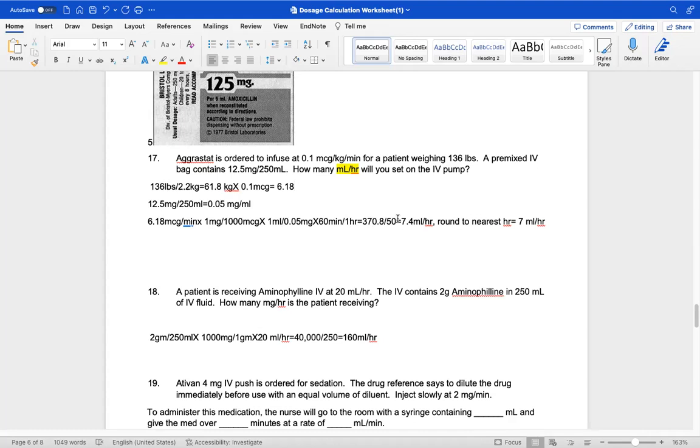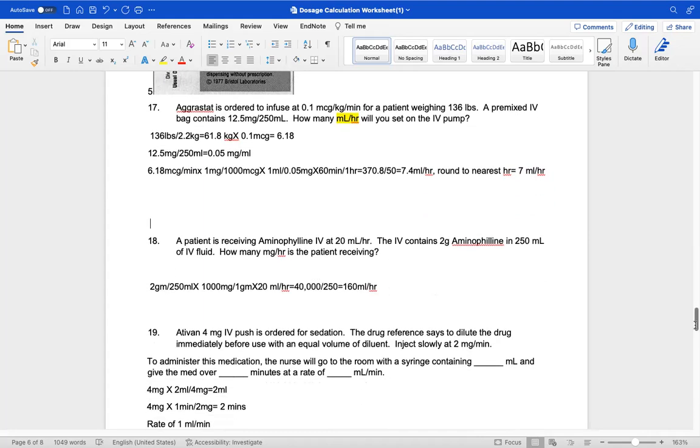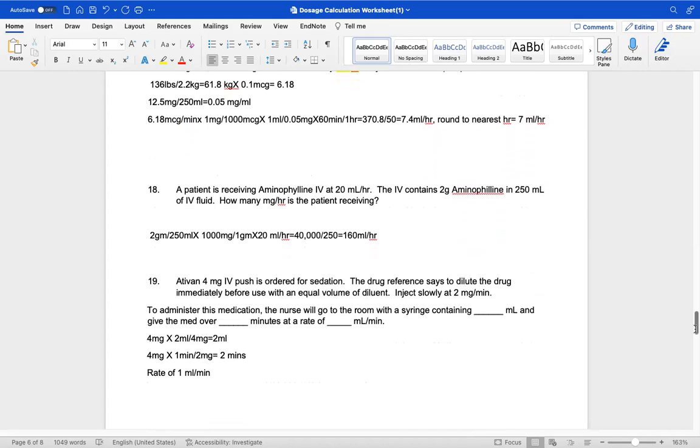When we work this math across, we should have 370.8 divided by 50. That gives us 7.4 mLs per hour. Again, this just says how many mLs per hour will you set that at? We usually cannot set decimal places for mLs per hour. So we're going to round to the nearest whole number, 7 mLs per hour. Again, be sure to ask for the med exam what exactly they are looking for, if there's any question, and what your rounding rule is.